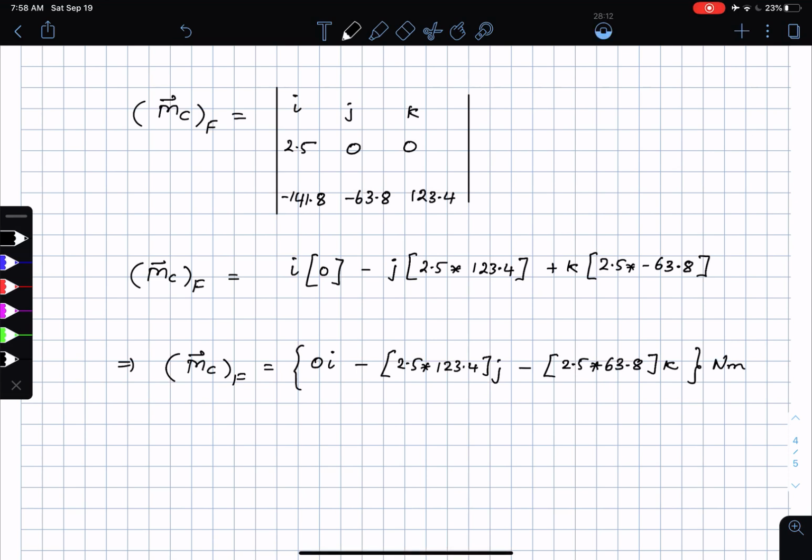Then I come to the next step. Step 4, choose or write out the unit vector along the line of interest.